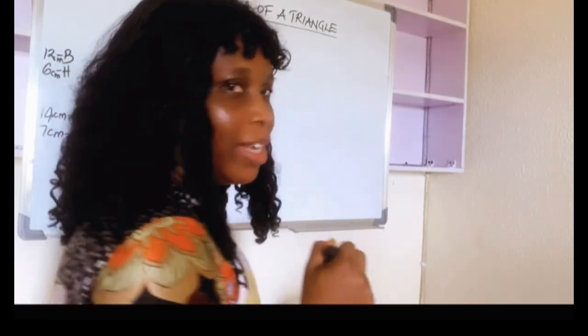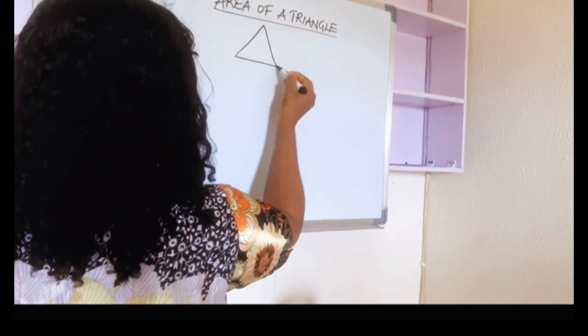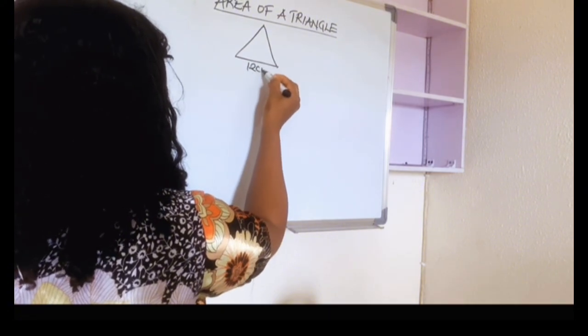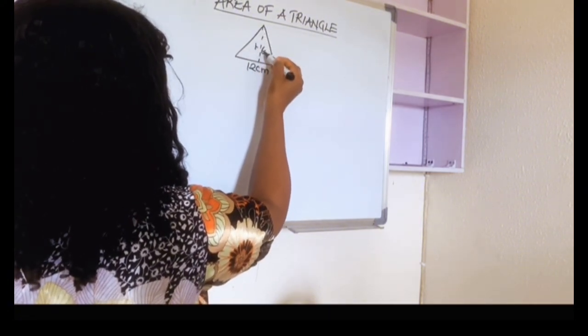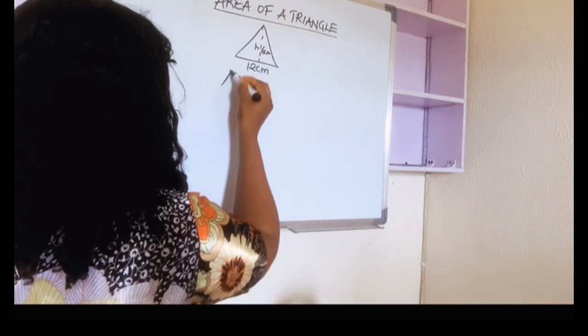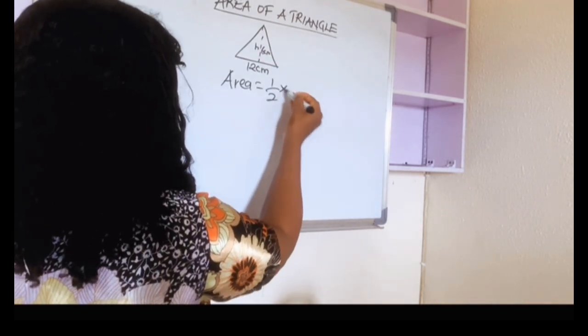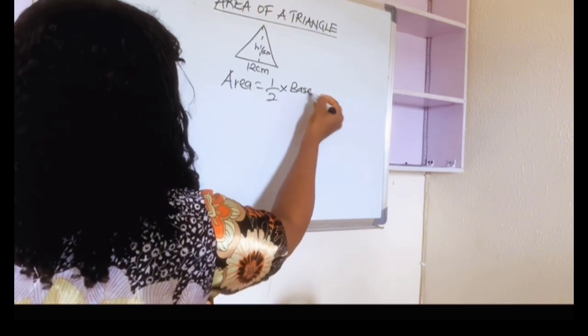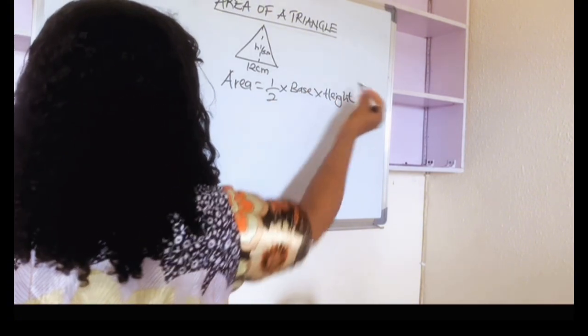You can find the area of a triangle, right? Okay, let's do this. This is a triangle. This is the base. Let's say the base is 12 cm and the height is 6 cm. So to find the area, you use this formula. Area is half times base times height. This is a formula to find area.